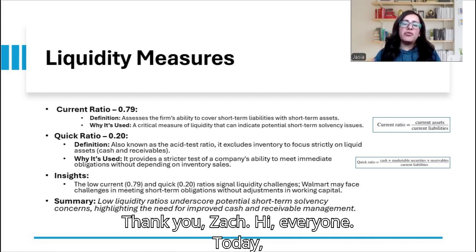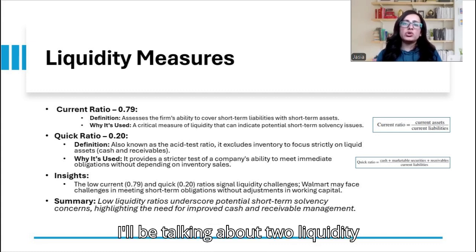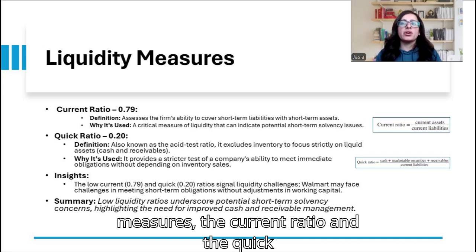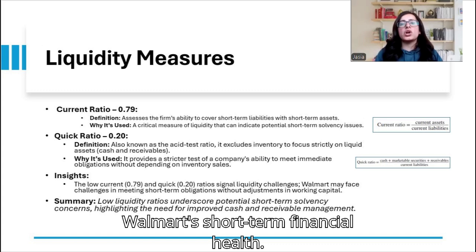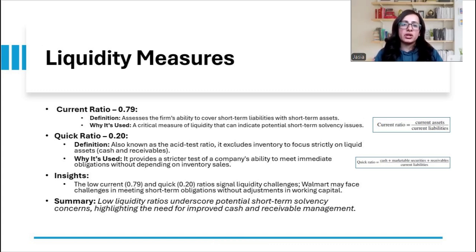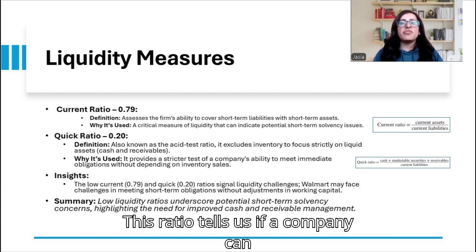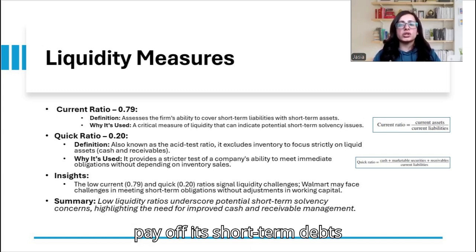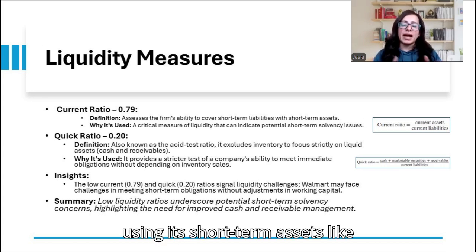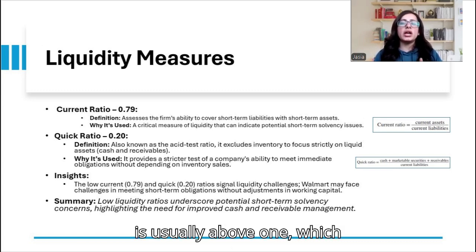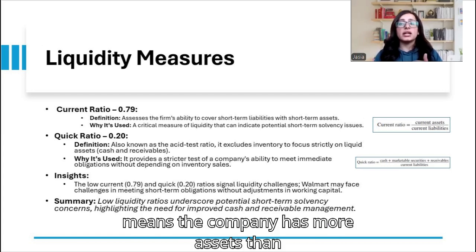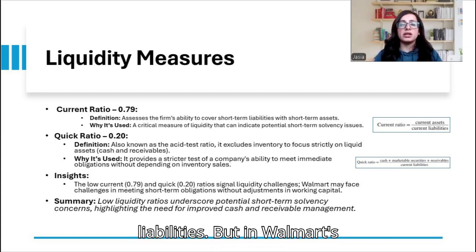Thank you, Zach. Hi, everyone. Today, I'll be talking about two liquidity measures, the current ratio and the quick ratio, and what they tell us about Walmart's short-term financial health. Let's start with the current ratio. This ratio tells us if a company can pay off its short-term debts using its short-term assets like cash, inventory, and receivables. A healthy current ratio is usually above 1, which means the company has more assets than liabilities.